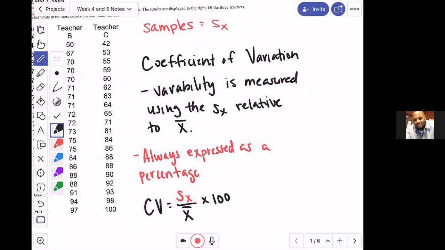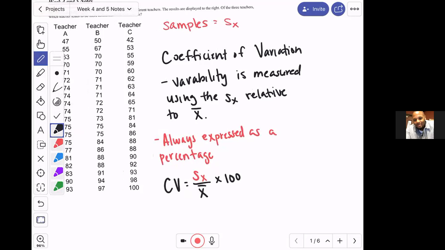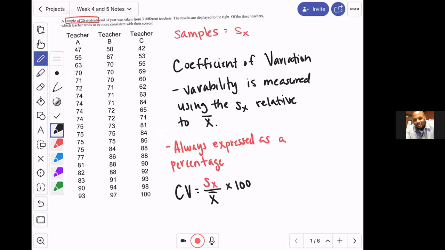And so what we're going to do is use two measures to determine variability, or to determine how consistent things are. I'm going to use the standard deviation as one measure. I'm also going to use the coefficient of variation.